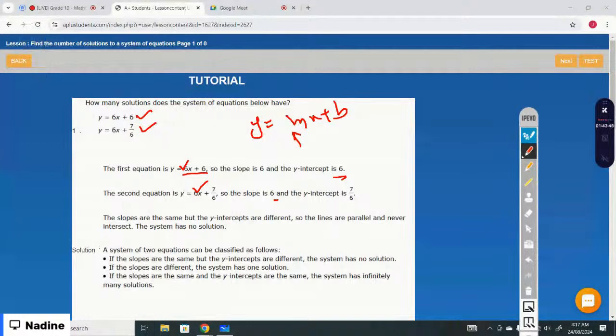A system of two equations can be classified as follows. If the slopes are the same but the y-intercepts are different, that means the system has no solution. If the slopes are different, the system has one solution. If the slopes are the same and the y-intercepts are the same, the system has infinitely many solutions. So that means the number of solutions depends on the slope, right? Let's just start with the test questions.